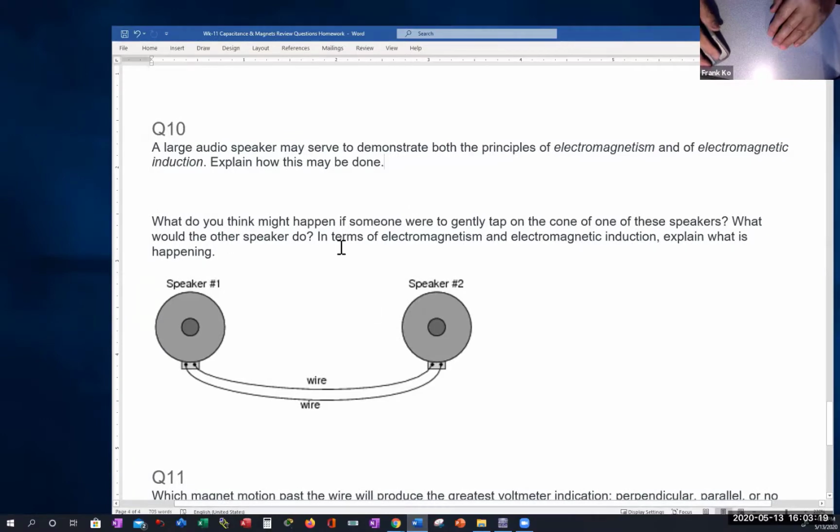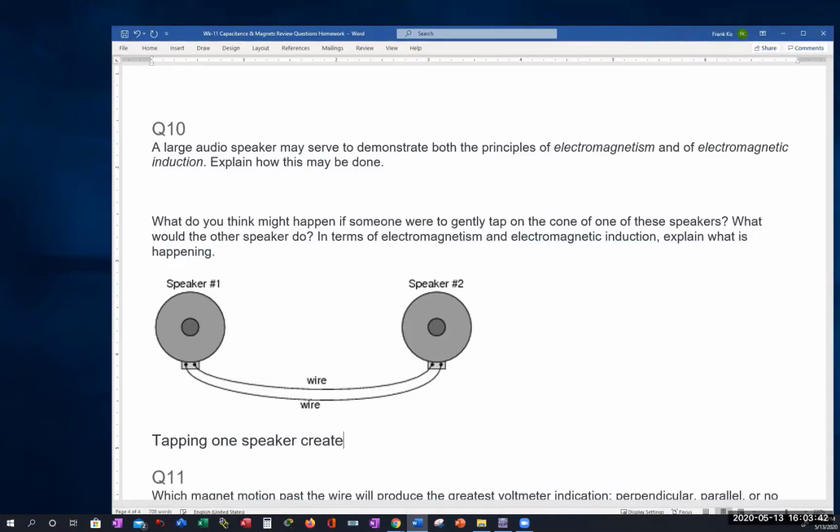Then it says, what do you think might happen if someone were to gently tap the cone of one of these speakers? What would the other speaker do in terms of electromagnetism, electromagnetic induction? Explain what is happening. Who would like to have a go with this? I think if you push on one, the other one's gonna do the same thing. That would be correct.